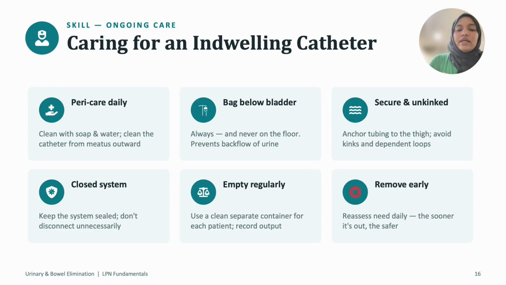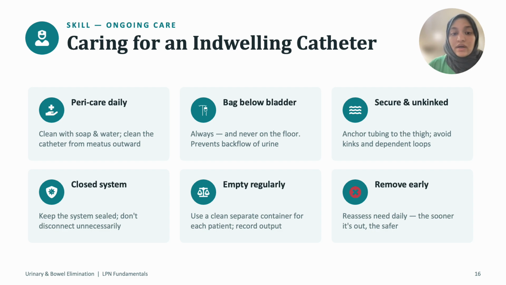All right, now how do we care for an indwelling catheter? So once the catheter is in, the work continues, right? You need to do daily pericare with soap and water, cleaning the catheter from the meatus outward. You want to make sure that the bag is below the bladder and off the floor. That prevents urine from flowing back up. You want to anchor the tubing to the thigh and watch for any kinks and dependent loops where urine will pool.